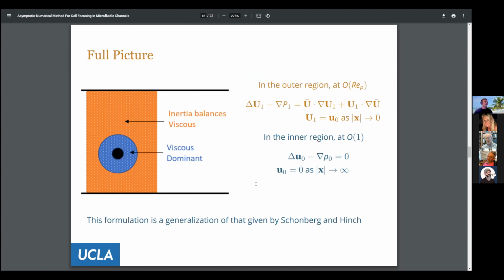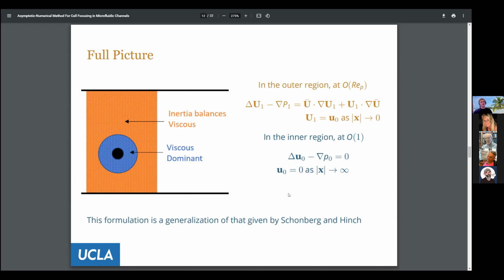Okay. So here's sort of a picture of what's going on. The orange here represents the inertial forces, or the outer region where inertia balances viscous stresses, and the blue represents the inner region. And you can see the whole goal is that the outer region is where the migration velocity is generated, and it is generated due to its interaction with the inner region through this boundary condition. So this formulation is sort of a higher dimensional generalization of that originally given by Schoenberg and Hinch.